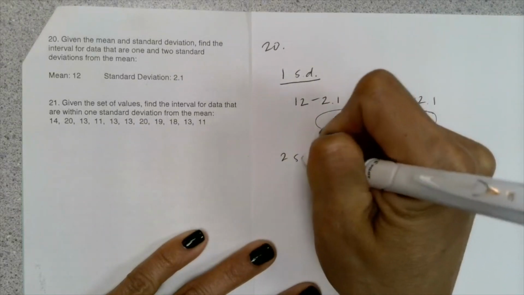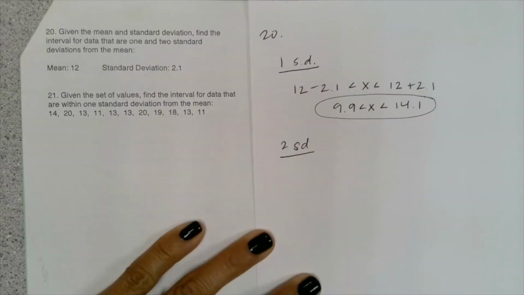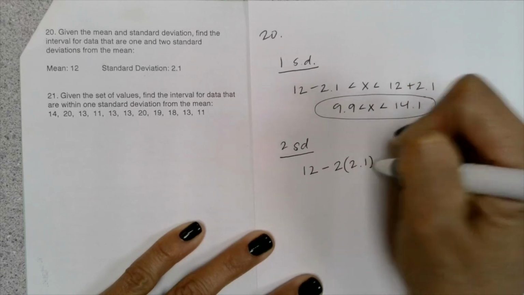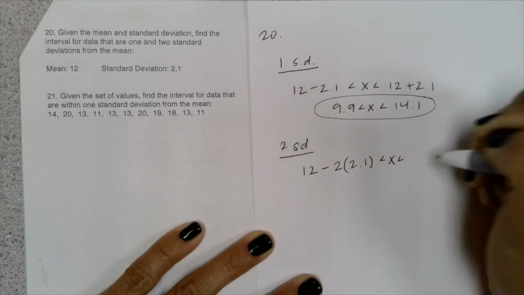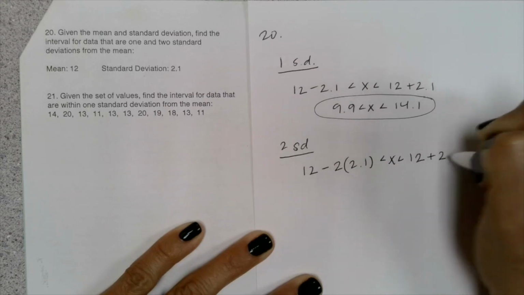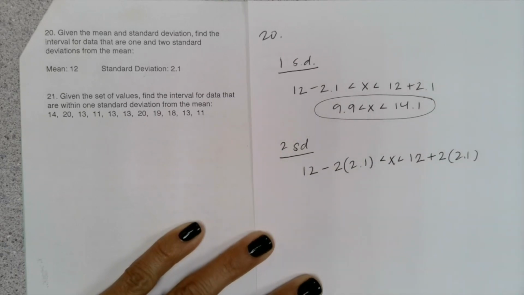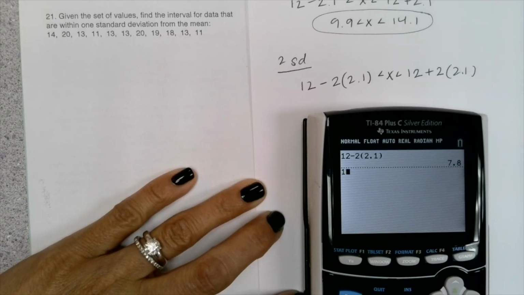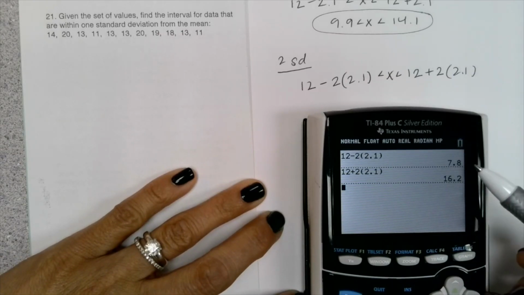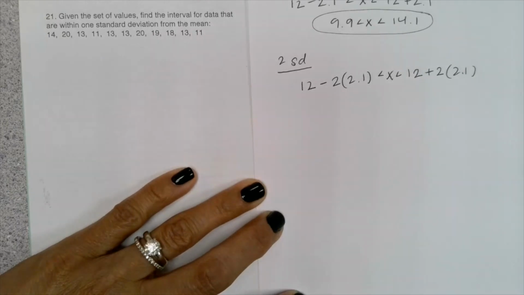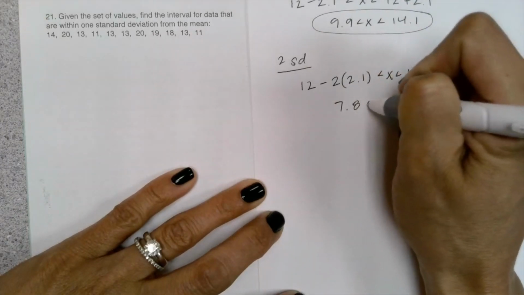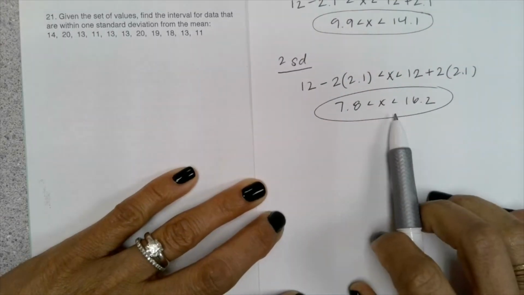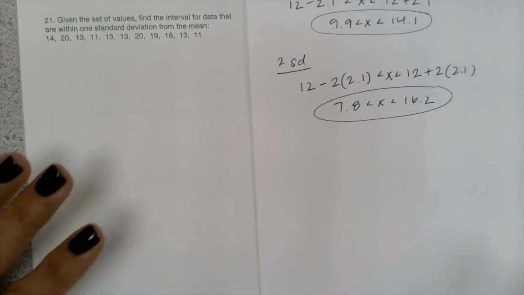Then for 2 standard deviations, what you do is you take that mean and you subtract 2 times the standard deviation. Then you take the mean and you add 2 times the standard deviation. And I'm going to go ahead and enter that right into the calculator. So you end up getting 7.8 and 16.2. And there's your interval for 2 standard deviations.